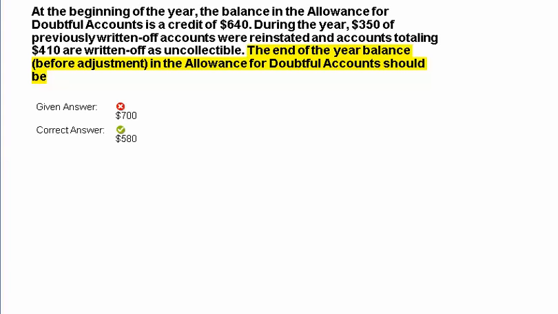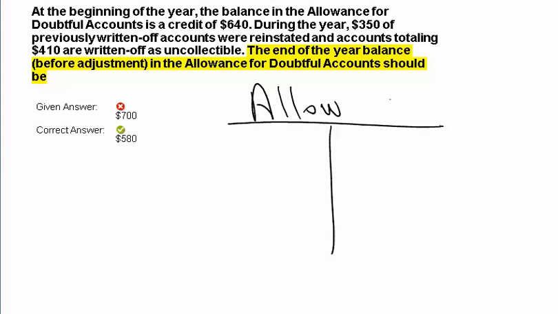The end of the year balance before adjustment in the accounts receivable account should be... So we're going to have to calculate what that ending balance is supposed to be for allowance for doubtful accounts. I'm going to go ahead and set up a T account. Allowance for doubtful accounts. All right, so we're going to have to determine this.